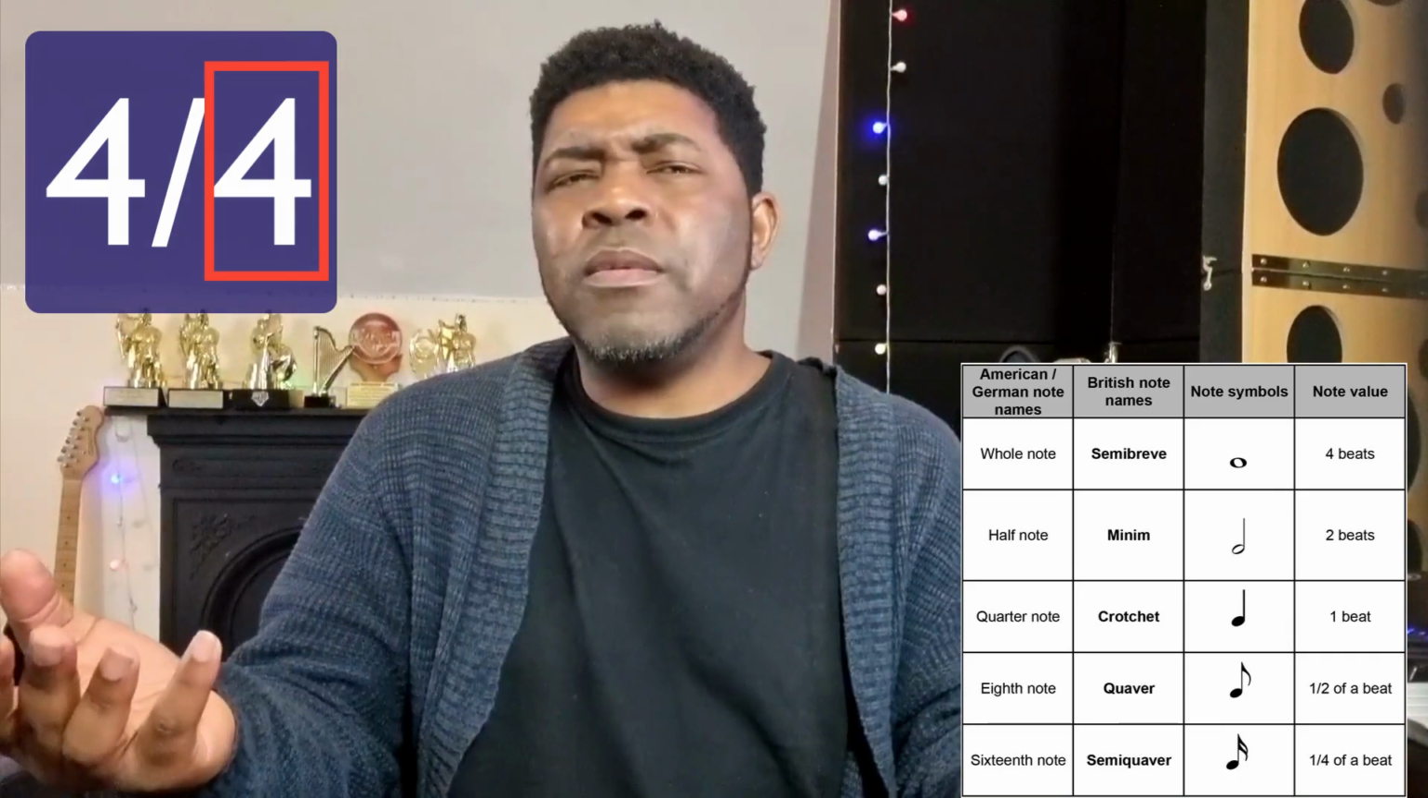So let's talk about the bottom number, which is the denominator. The bottom number indicates which note value gets the beat. Is it a semibreve? Or is it a minim? Or is it a crochet? Or is it a quaver? Or is it a semiquaver? And so on and so forth.